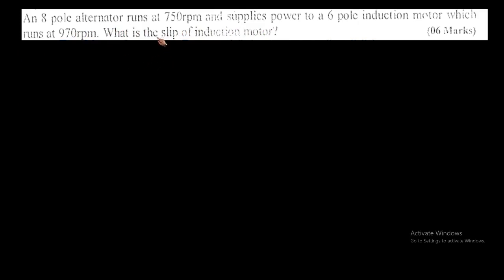8-pole alternator. So the number of poles is 8, and the speed it is running at is 750 rpm. So that is the alternator. First we have to calculate the frequency, that is 750 into P by 120. So you are going to get 50 Hz. The frequency of the induction motor is 50 Hz.